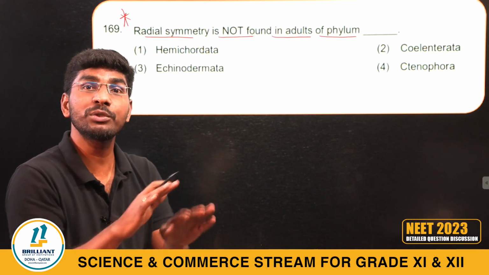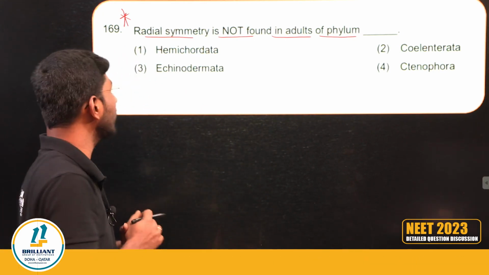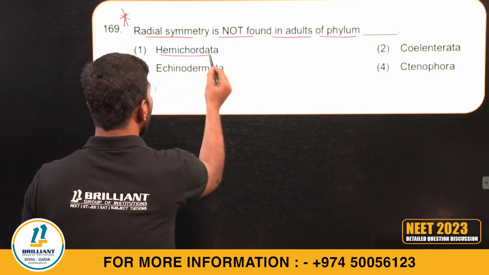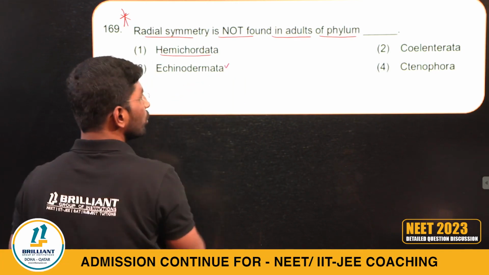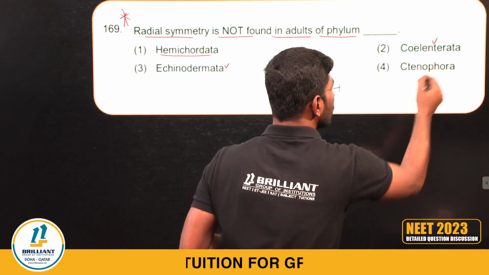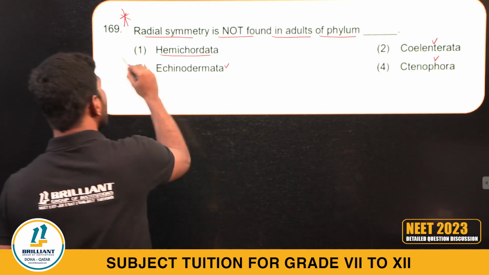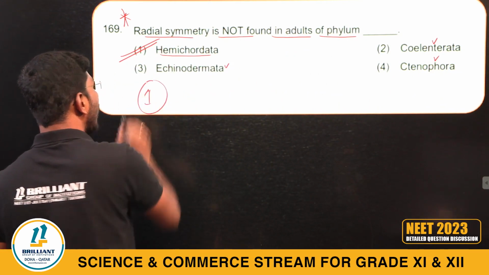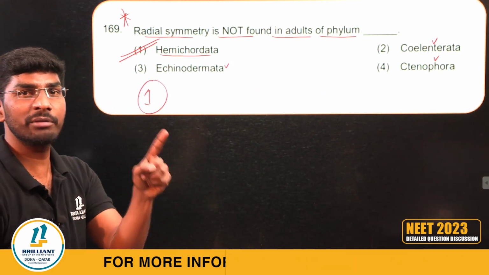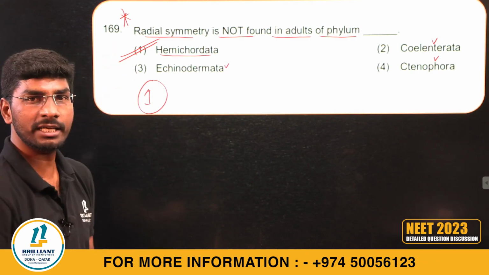Pick the right answer. Which one is not showing radial symmetry? Hemichordata, Echinodermata: yes, Echinodermata shows it. Coelenterata, yes, it also shows it. Ctenophora also shows it. So what is the right answer? Hemichordata, answer 1. Animal Kingdom chapter, 169.